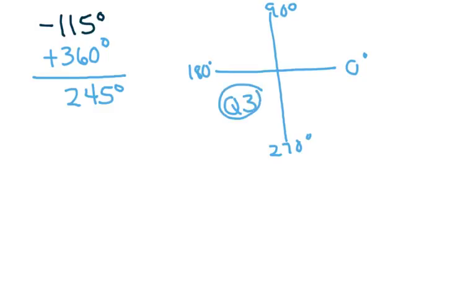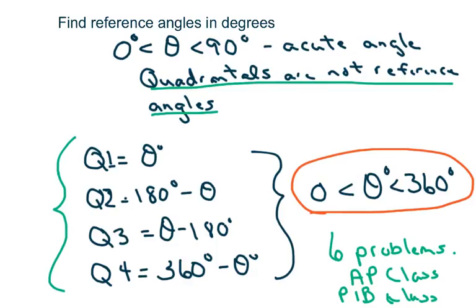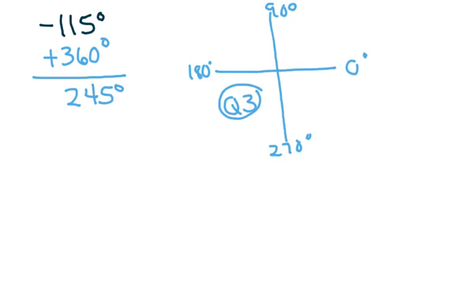Once you know that, then all we're going to do is use this formula in quadrant 3. And we're going to take 245 minus 180 degrees, and you subtract that and we will get 65 degrees. So our reference angle is 65 degrees.